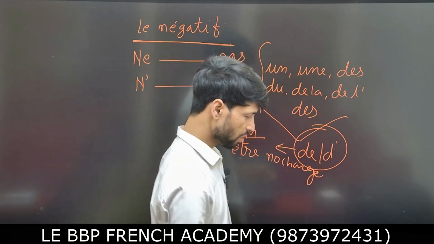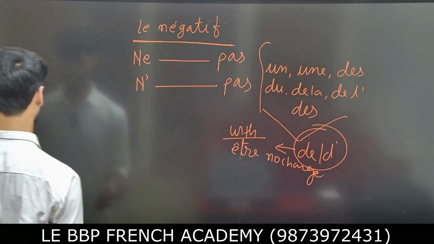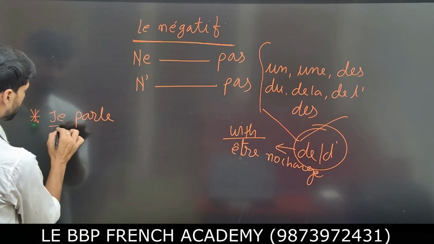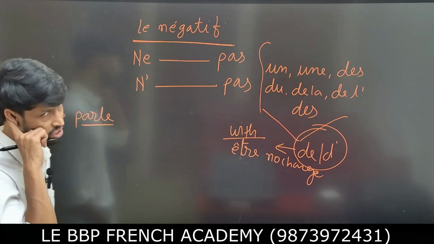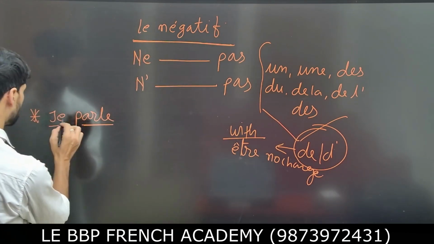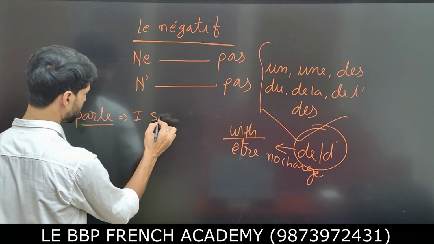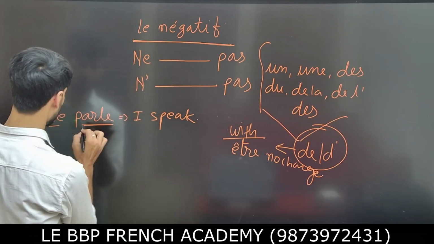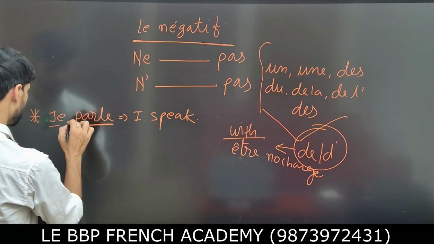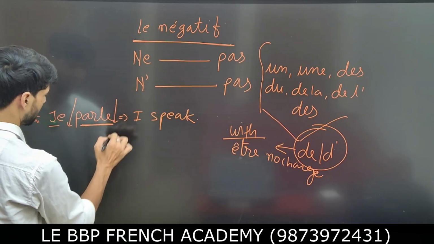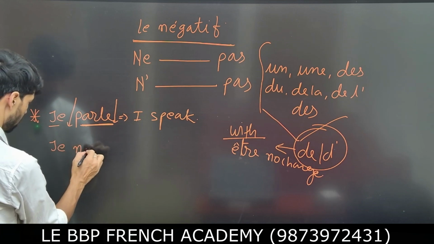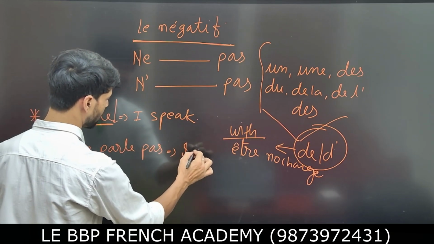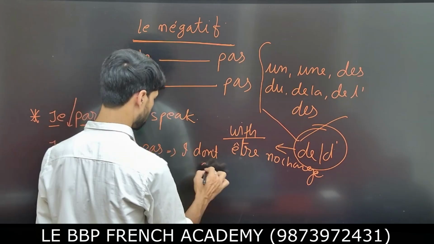Okay, and what is the rule? Look at the example. Suppose I write here je parle. You know that parler is an er-ending verb, and in the last class we taught you that also. Okay, that's simple. Je parle means I speak. And then how to make a negative? Simple. Because parle is a consonant verb, we use ne over here and pas here. So, je ne parle pas. It means I don't speak.